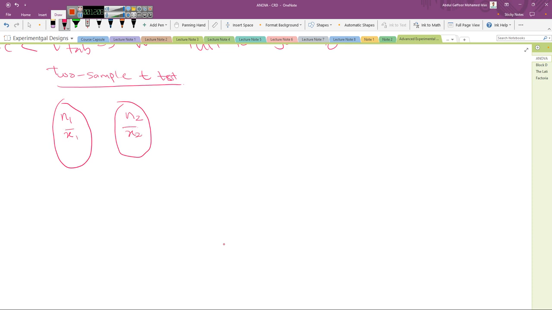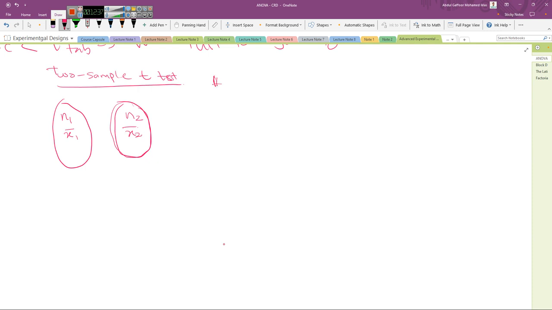Okay, so this should have been drawn from a population and this should have been drawn from another population, right? So now what we have to consider is, based on the sample means, we have to test if these two population means are equal or not.